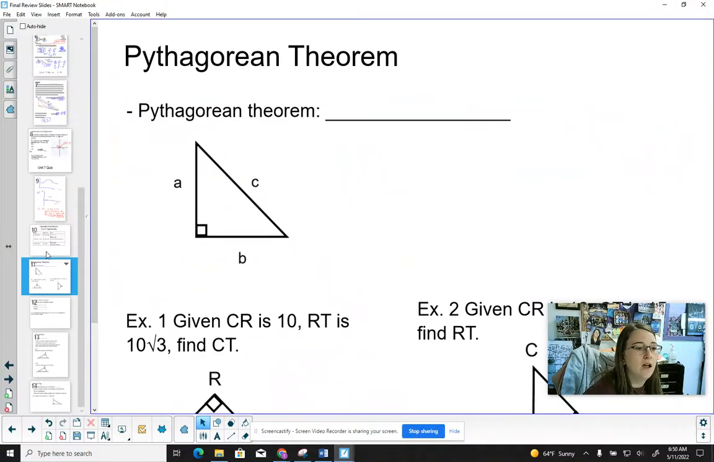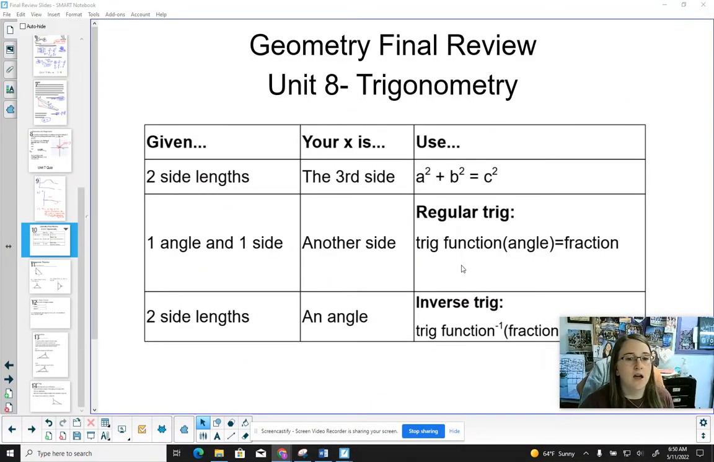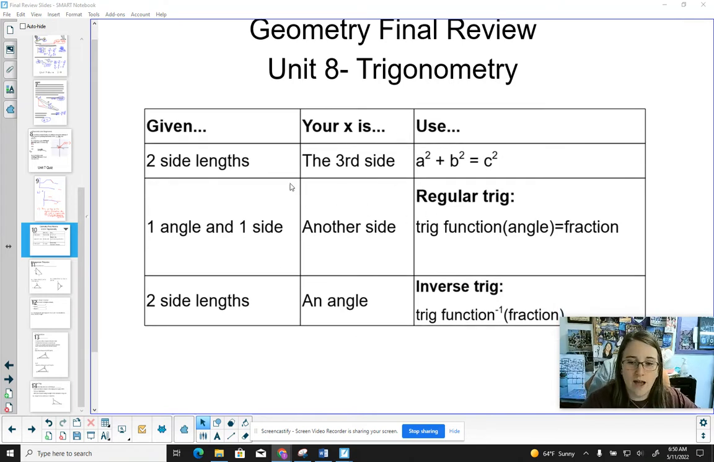There we go. Okay, so going over trig here, guys. On the first slide here, this is what we had on our formula sheet. You are not going to have this for the final, so you want to make sure you remember how to think through it in your mind about what we're doing. There's 3 things we worked with, really: Pythagorean theorem, regular trig, inverse trig. And you have to be able to look at a problem and know which one you're doing.